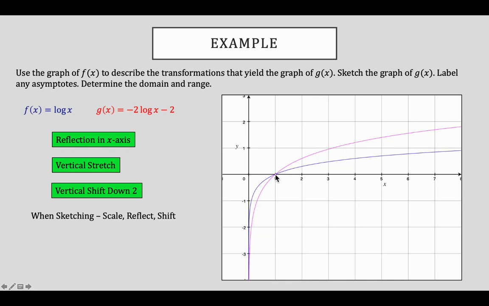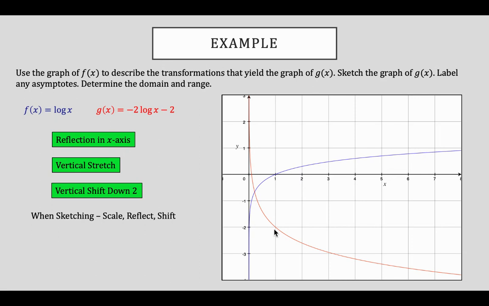Next we want to reflect. We have a reflection in the x-axis. Reflecting this graph over the x-axis gives us this new shape. And finally, we want to shift our graph down 2 units. Shifting the graph down 2 units brings us to our final graph of g of x. And notice that this point that was at 1, 0 is now at 1 comma negative 2.